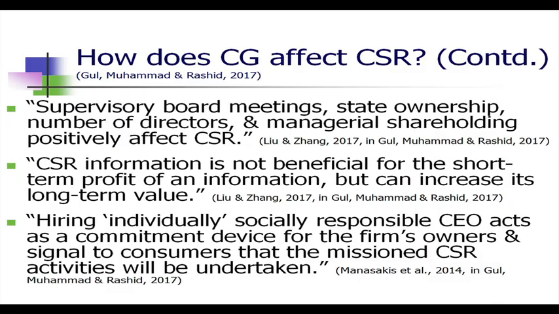And lastly, there was a paper by Manasakis and Associates, published in 2014 and reported by Gul Mohammed and Rashid in their paper published in 2017, and this proposed that hiring an individually socially responsible CEO acted as a commitment device for the firm's owners and signaled to consumers that the missioned CSR activities would be undertaken, which meant that if the CEO at the helm of affairs was personally, on an individual level, committed to corporate social responsibility, the message would spread to the board of directors.